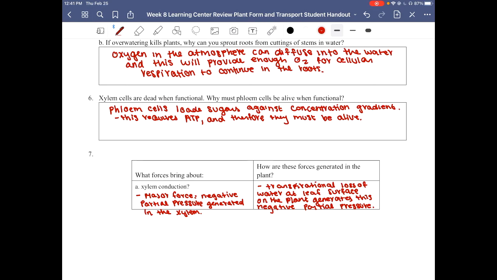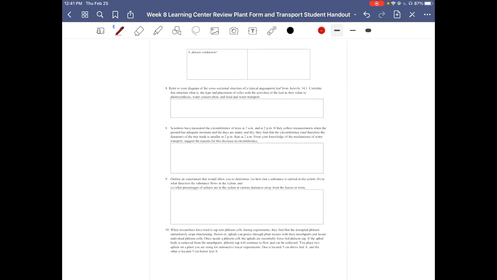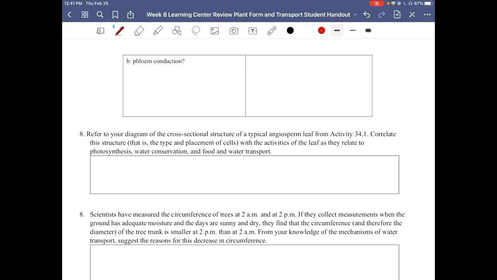Okay, so next we're going to be looking at the full phloem conduction. We just looked at xylem, and in the phloem, the major force is going to be positive force. Specifically, it's going to be the hydrostatic pressures that are in the cell. So that's the major conduction, or sorry, the force of the conduction.